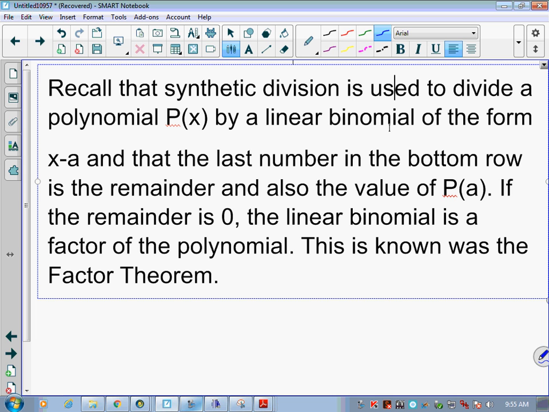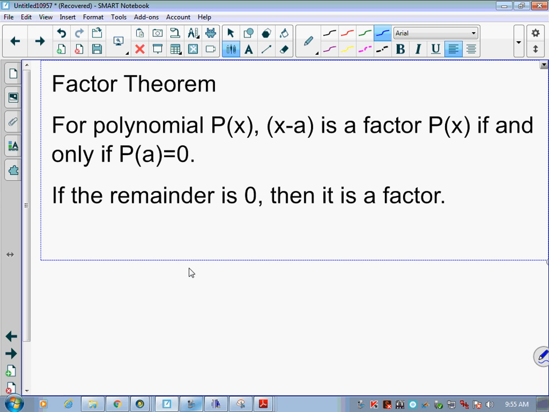If the remainder is 0, the linear binomial is a factor of the polynomial. This is known as the factor theorem. So whenever they say use the factor theorem, essentially what they're saying is use synthetic division. They're going to show you the factor theorem for a polynomial: x minus a is a factor if and only if it has a remainder of 0. That's essentially what it's saying, that whenever I use synthetic division and I divide it out and I get 0, that means what I originally divided by is a factor of that. Do you follow me?